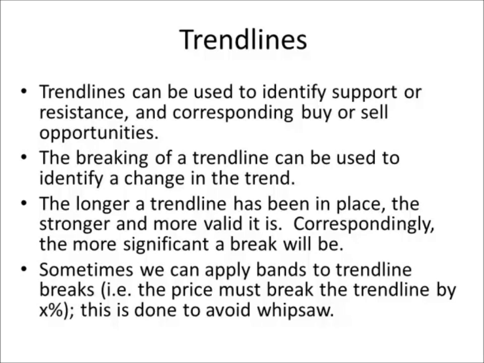Now here we have another point which I mentioned before in the last slide, but I would like to talk about it a bit more. As we mentioned, we needed 3 points to confirm the validity of a trend line. And in general, the following principle will apply. The longer a trend line has been in place, the stronger and more valid it is. So a trend line that has had the price bouncing off of it many times will be more valid and stronger than a trend line that has only had 1 or 2 or 3 points off of it. So that creates a stronger trend line.